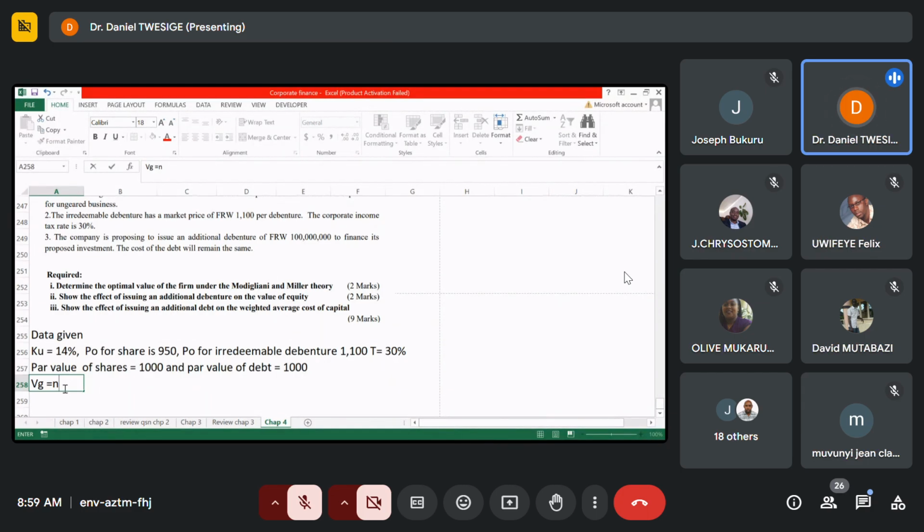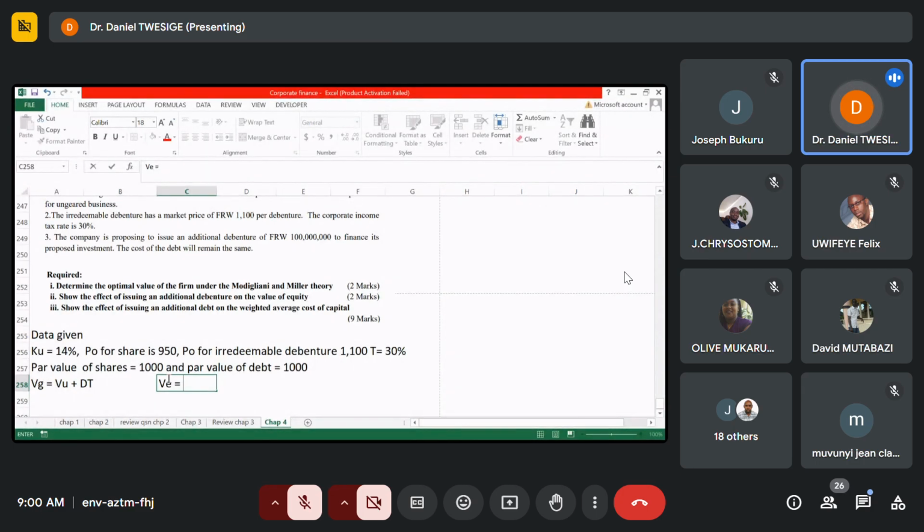So it means if you are looking at Modigliani and Miller with tax, it is VU, value of ungeared business, plus the debt tax shield. Now, what do we have in this case? Do we have the value of ungeared? If you check in our question, what's the current value of this company? What's the current value of equity? Because this value is already a geared business, it has a debt.